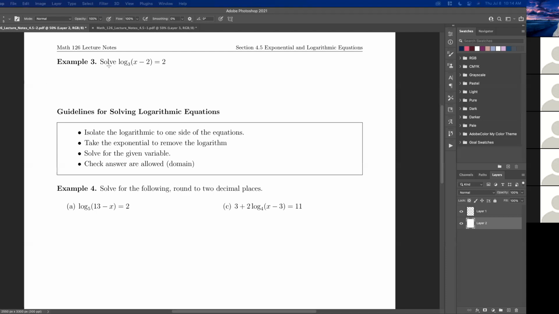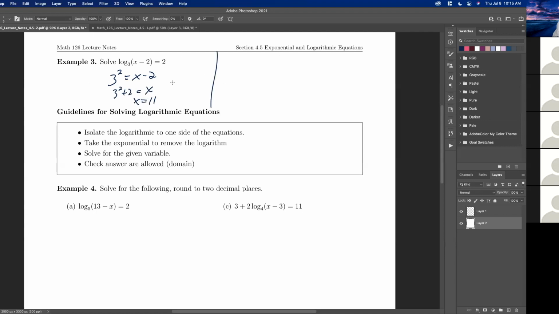All right, so here we go. So we want to solve this. If I wanted to solve this, how would I do it? Well, we're going to do the same thing we did last time. I can either rewrite this as an exponent equation. So this would be 3 to the 2 is equal to x minus 2, right? And then here I just solve for x, so 3 squared plus 2 equals x. Well, that means x equals 11.